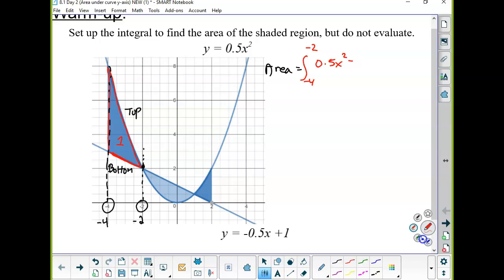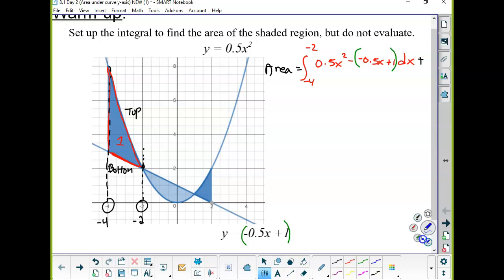Now, if I wrote it this way, that's technically wrong. The reason why is because I need to put parentheses. I'm subtracting the entire bottom function. So that's grouped together, and then you would eventually distribute that negative. We don't need to because we're not going to clean this up or anything. But if you did not have those parentheses, technically that's wrong. So be very careful when you're doing this. So that's the area of the first part.